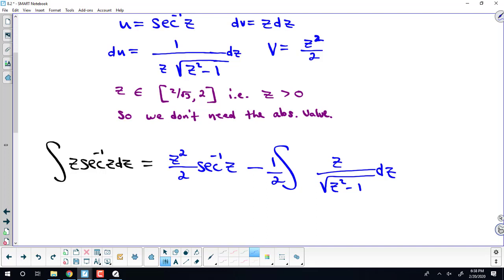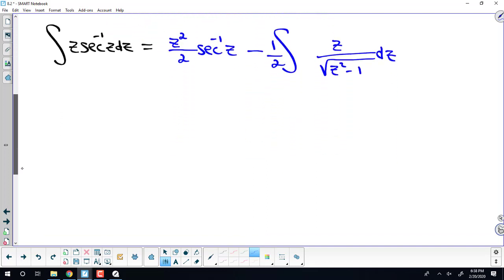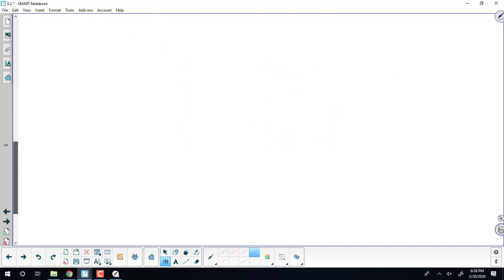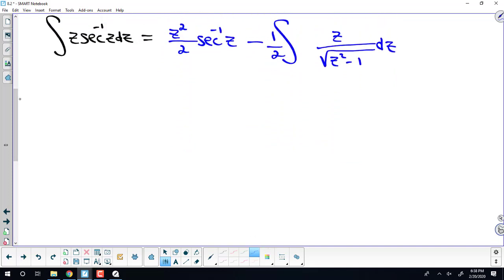Okay, so how are we going to integrate the z over root z squared minus 1? I'll use substitution, a t substitution. We've already used u, so what else do y'all like after u? U bar. All right, let's go with that. So what are we going to let u bar equal? z squared minus 1. See if that works.